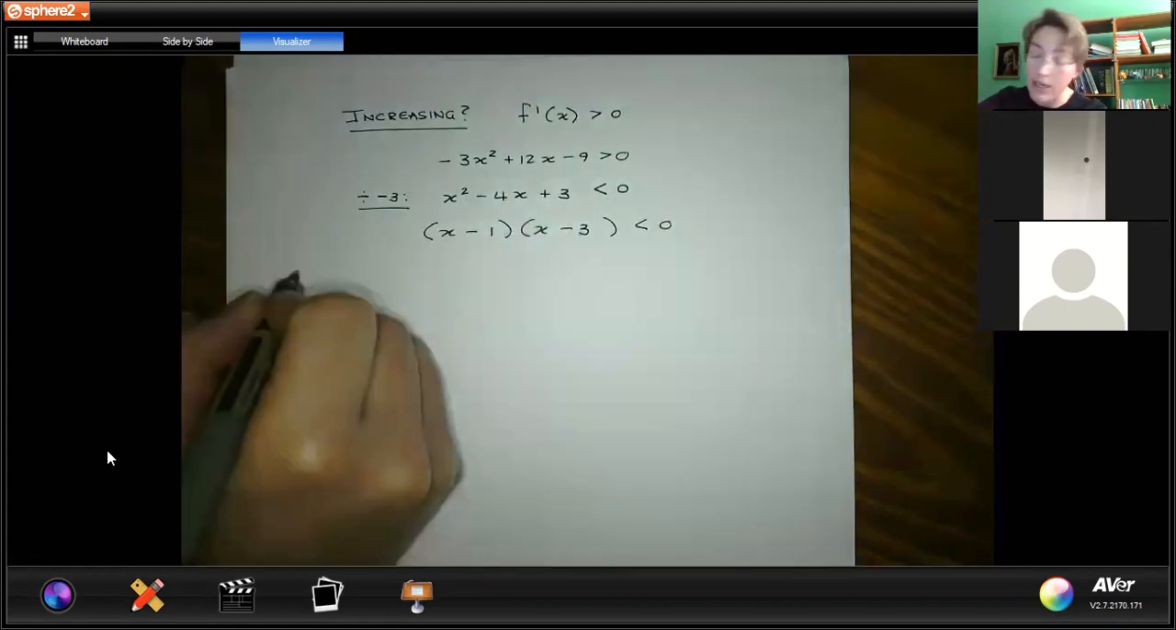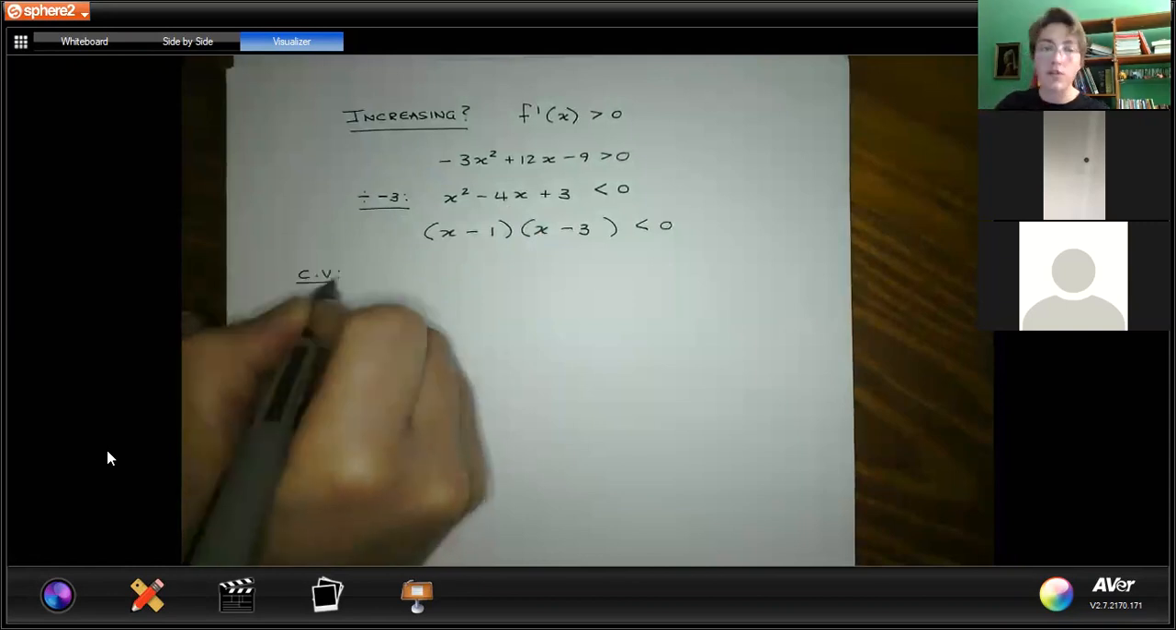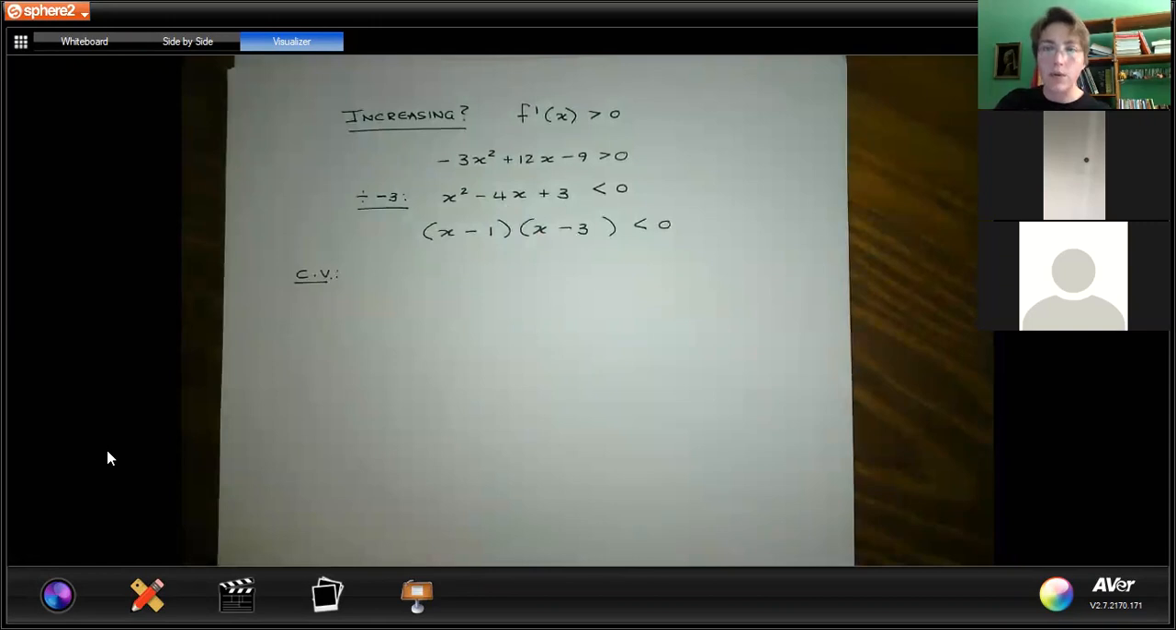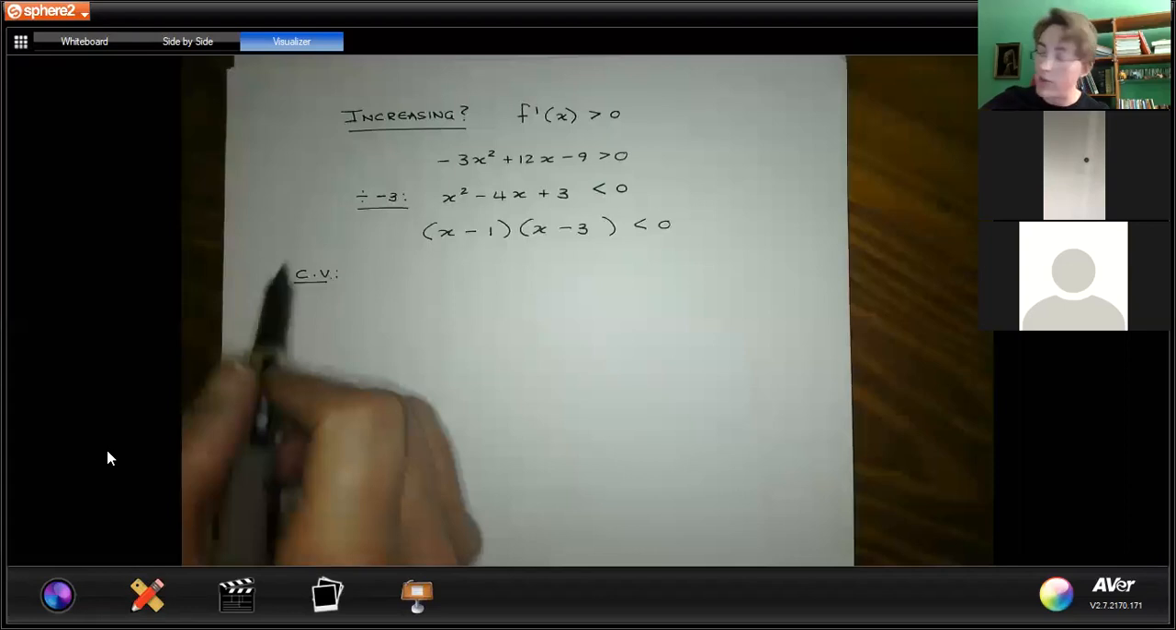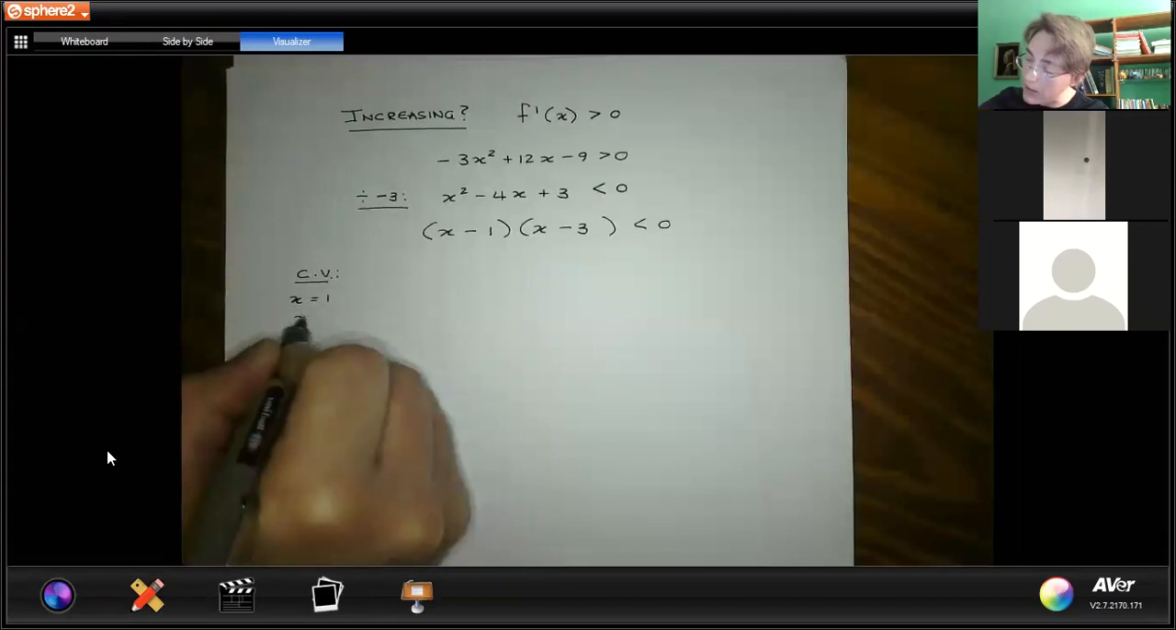I'm going to put them on the side here because a lot of the time people write down their critical values, and instead of writing down critical values, they write down x is equal to 1, x is equal to 3, which is wrong in an inequality. In an inequality, it's not equal to unless it specifically says somewhere that it's equal to. So I'm just going to write down the critical values: x equal to 1 and x equal to 3.